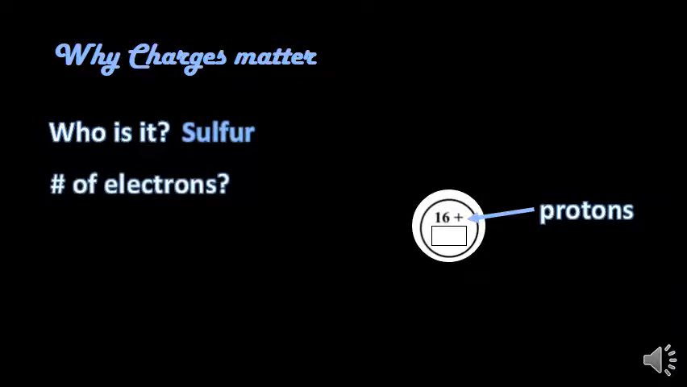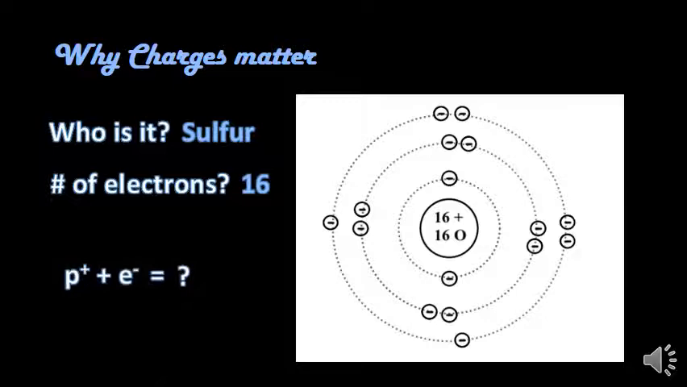Take a look at this. This guy has 16 protons. Look at your periodic table. Who has 16 protons? It's sulfur. And sulfur also has 16 electrons. If I add up 16 positives and 16 negatives, what do you get? Zero. That's always true for a neutral atom. So 16 protons and 16 electrons add up to a charge of zero.